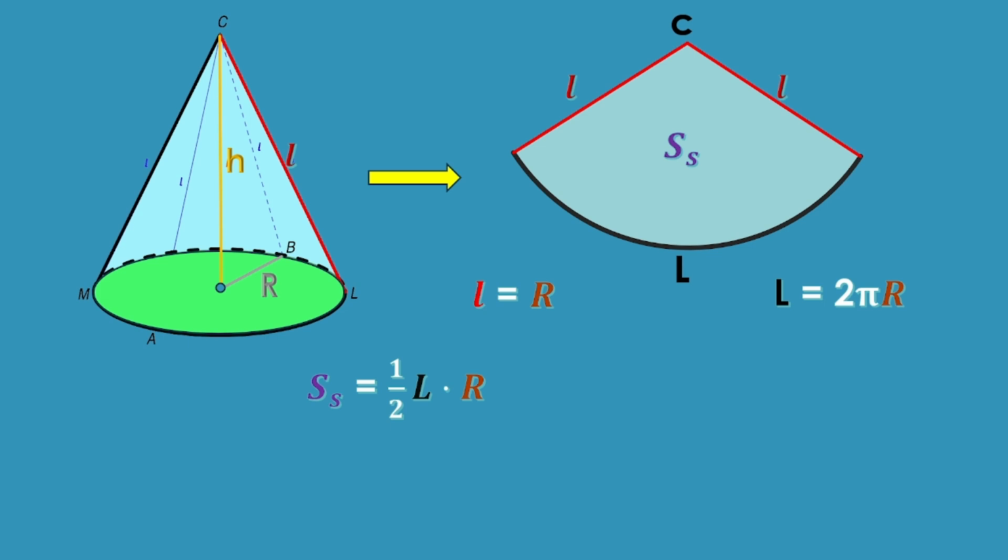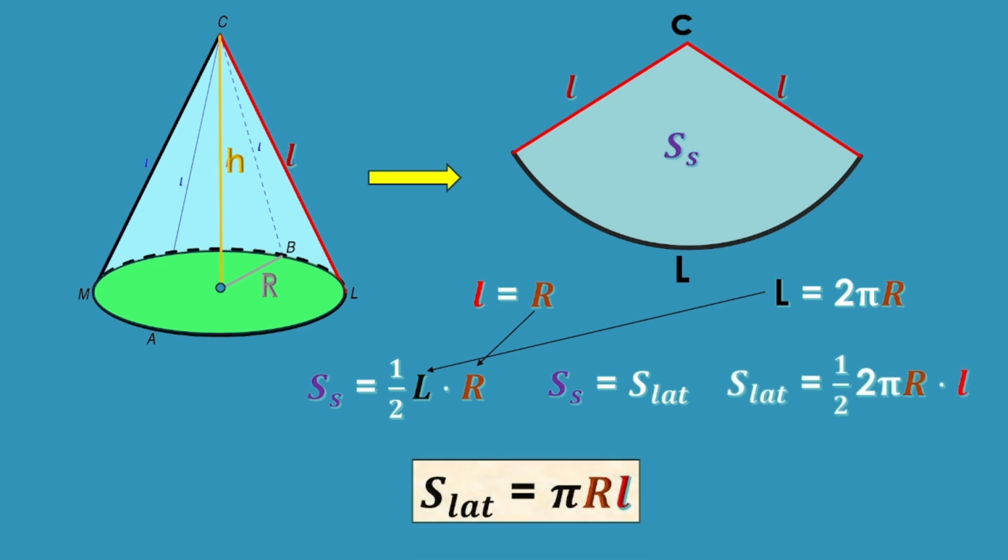The area of this sector is equal to half the product of the length of the sector by the radius. The radius in our case is L, and the length of the sector equals 2 pi r. So let's substitute this, and remind ourselves that the area of this sector is equal to the area of the lateral surface of this cone. After substitution, we will have this formula, and finally, after we cancel the 2's, we will have the formula for finding the area of the lateral surface of a cone.